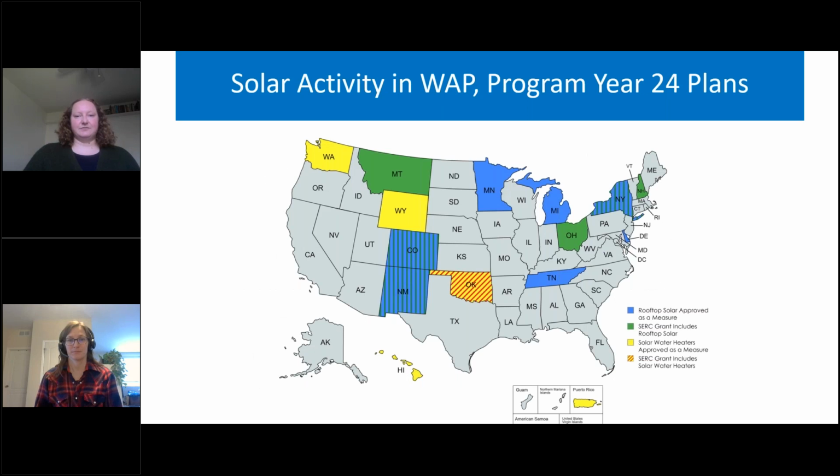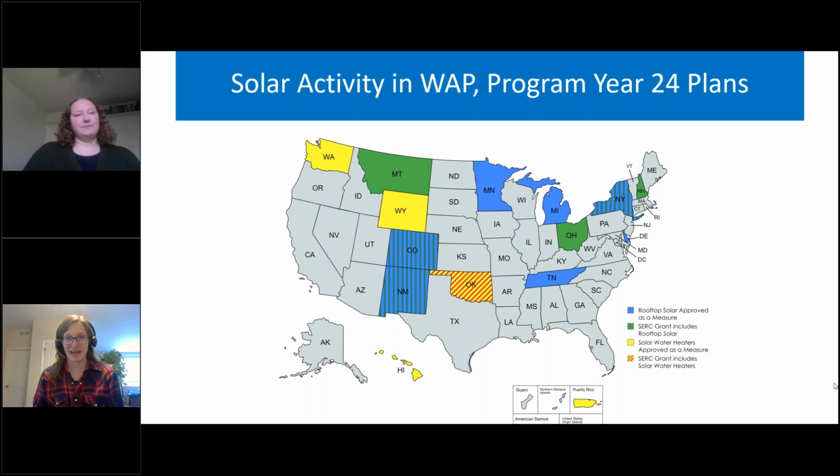So next slide, we have solar activity in WAP as of the program year 2024 plans. States that have blue have rooftop solar approved as a measure. So Delaware, Minnesota, Michigan, Tennessee, Colorado, New Mexico, and New York all have that approval. States with green have a CERC grant that includes rooftop solar, which is New Hampshire, Ohio, Montana, Colorado, New Mexico, and New York.